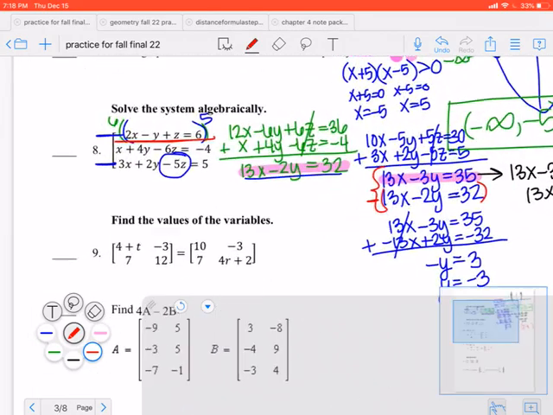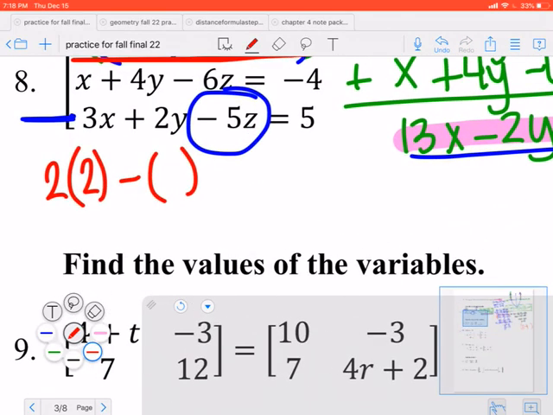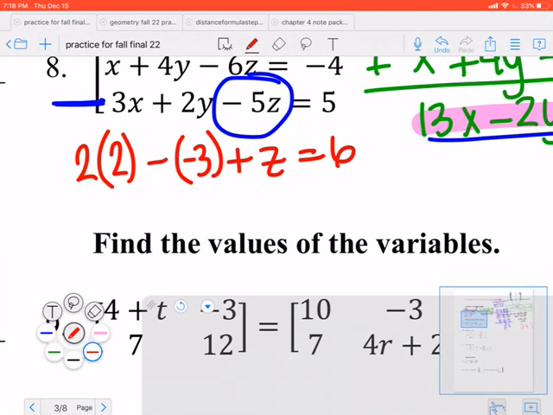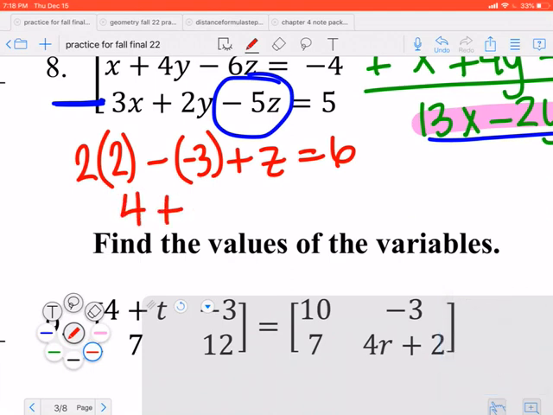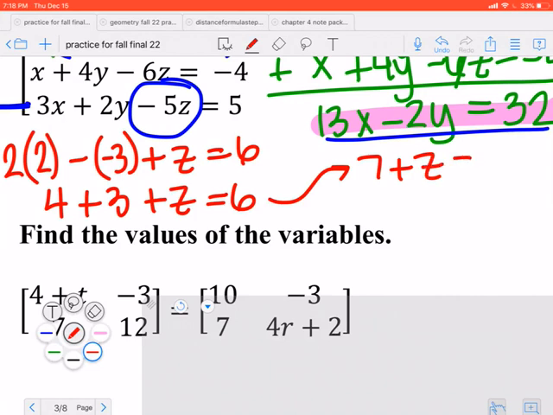So x is 2, y is negative 3. 2x minus y plus z equals 6. Here this would give us 4 plus 3 plus z equals 6. And that would be 7 plus z equals 6. Subtract 7 from both sides, giving us z is negative 1.